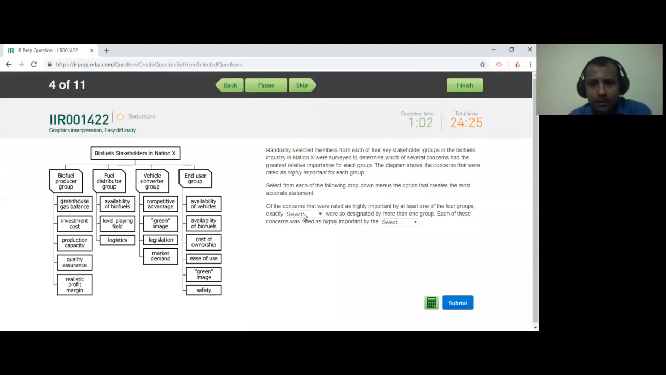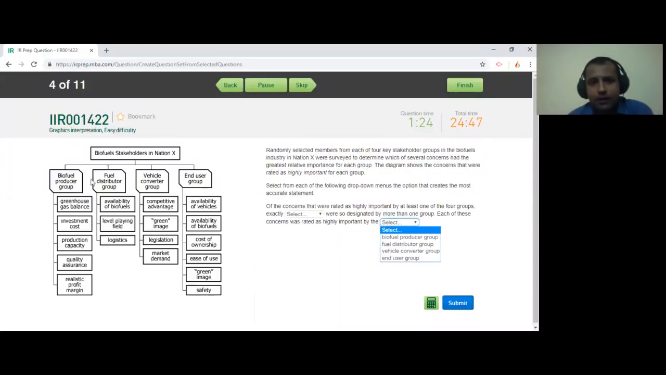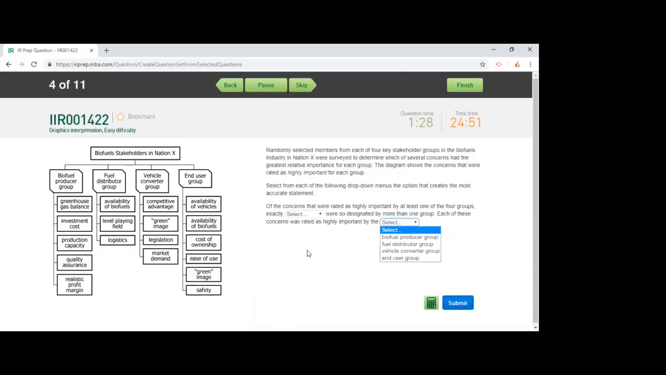Of the concerns that were rated highly important by at least one of the four groups. Let me show you what the options are. The first one has some numbers 2, 3, 4, and this drop down has the four groups. Could you keep the second drop down active? Yeah, those are the four groups. Biofuel at the top. Okay. Yeah. Thanks.